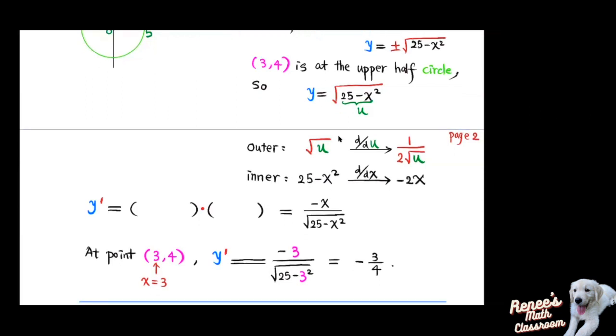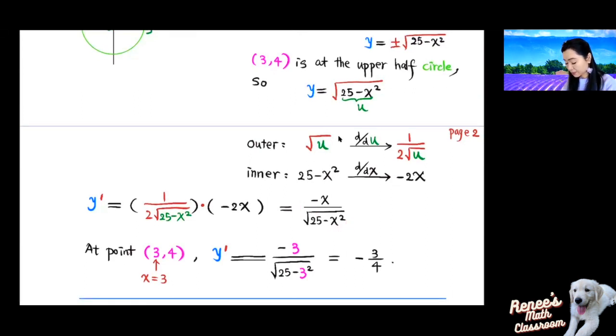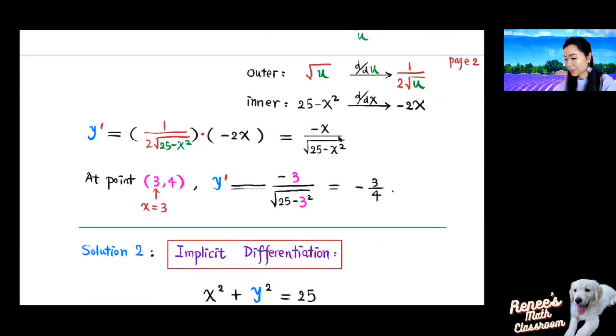So y prime is going to be 1 over 2 times the square root of 25 minus x squared, multiplied by the derivative of this inner function, which is negative 2x. And you simplify, you got this. Now you can substitute x equal to 3 into this x here to find y prime, and it turned out to be negative 3/4. Okay, so that's one way to do it.